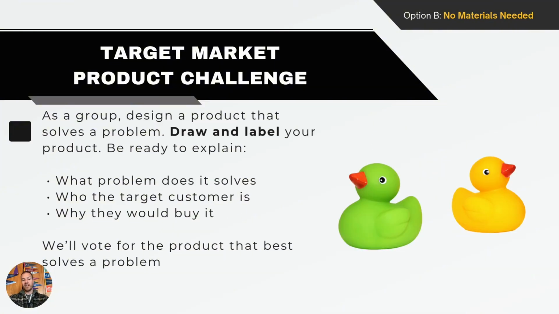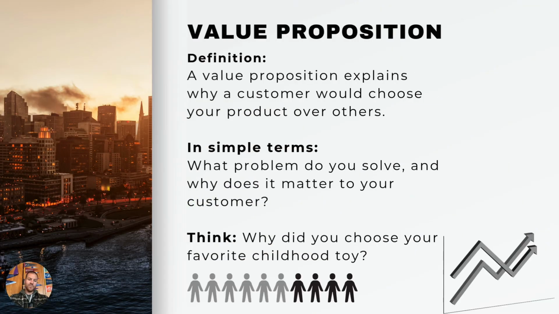Now, if you do not have Legos, then the alternative would be, as a group, you'll still design a product that solves a problem, but instead of the Legos, you will draw and label your product and be ready to explain what problem does it solve, who is the target customer, and why they would buy it. And again, we also vote on the product that best solves a problem. Again, option B is the no materials required option, which gets us to start thinking about the value proposition.